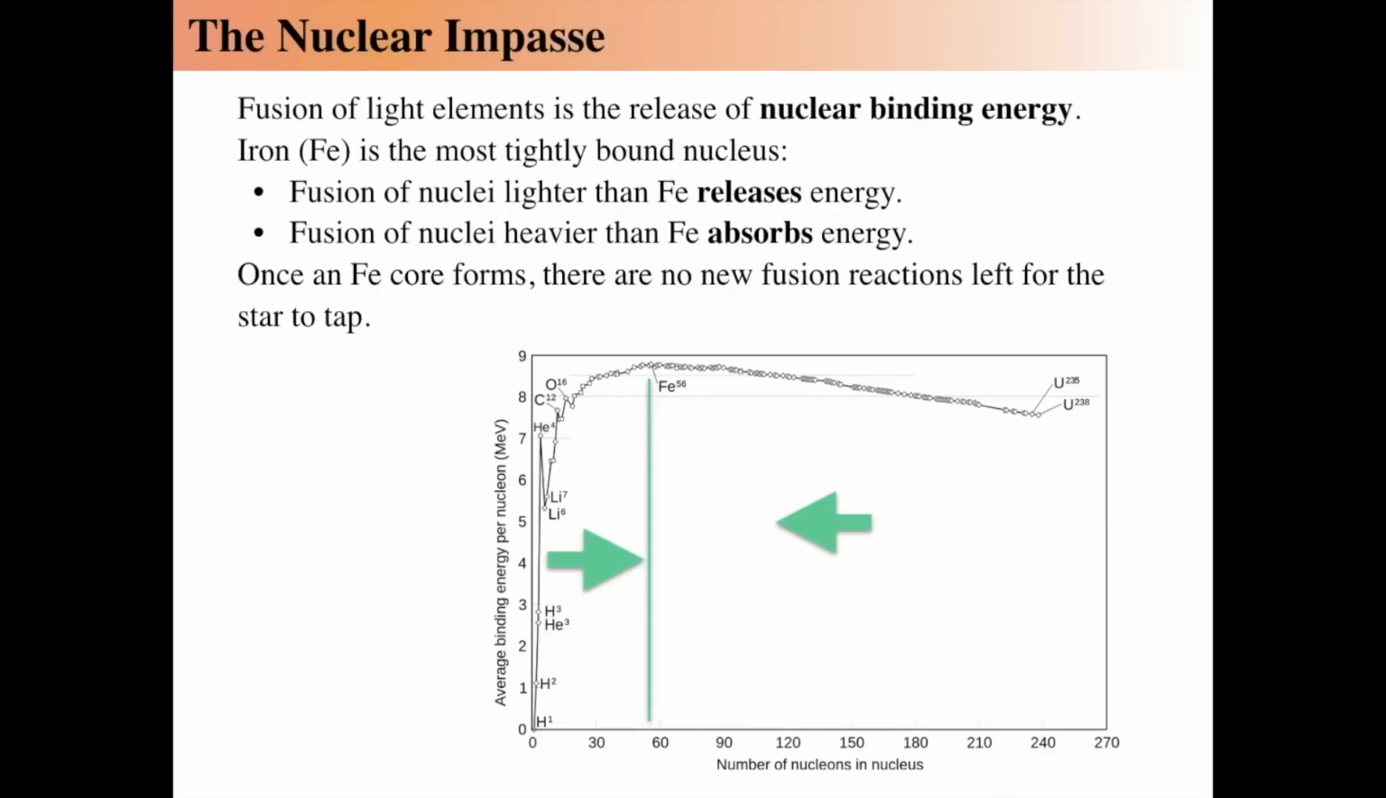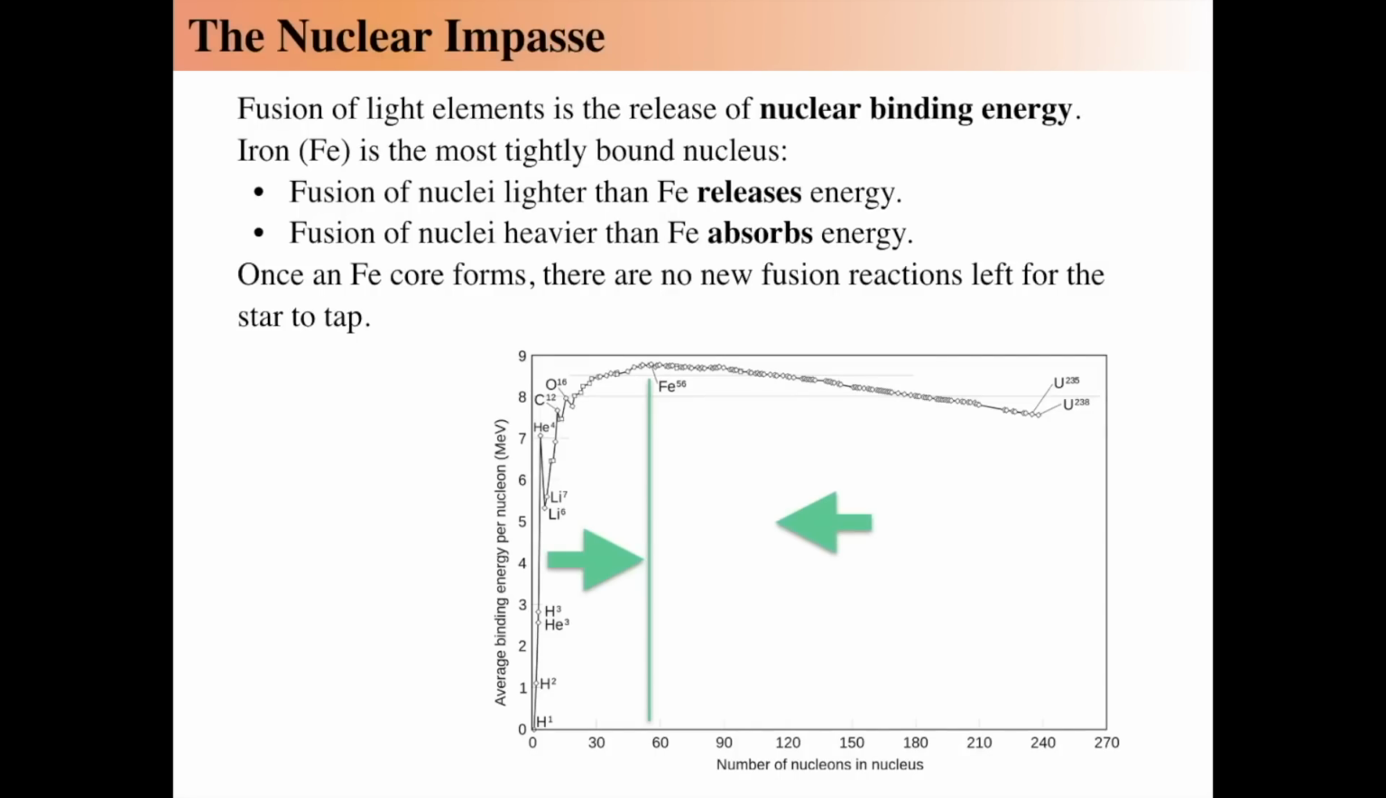And the reason for this iron-nickel problem is what we call the nuclear impasse. Now, why are we caring about this? This is what's going to happen. This is why there's a big problem. When you fuse light elements together, you release energy. You release energy in the form of light, and you release energy in the form of neutrinos.